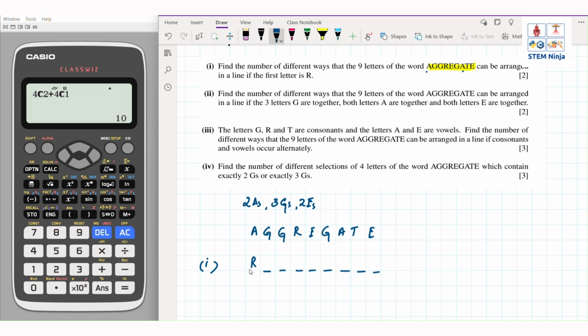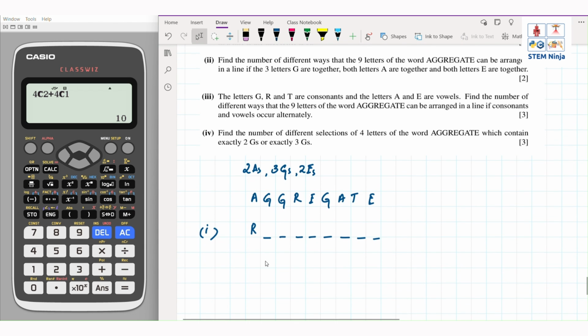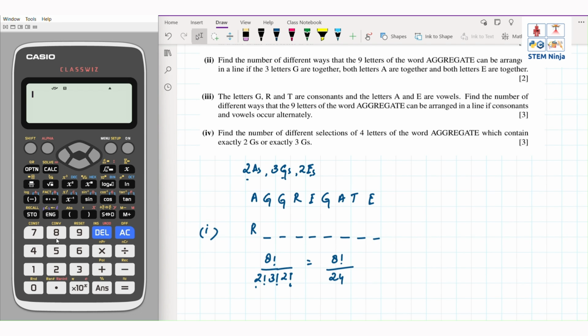So R chosen first. So we have 1, 2, 3, 4, 5, 6, 7, 8. If R is already placed, then we only need the 8 left, right? So 8 factorial divided by 2, 3, 2 basically. So 2 A's, 3 G's, 2 E's. So 8 factorial divided by 2 factorial is just 2, 3 factorial is 6. 6 times 4, 24. So 8 factorial divided by 24, that is 1680.